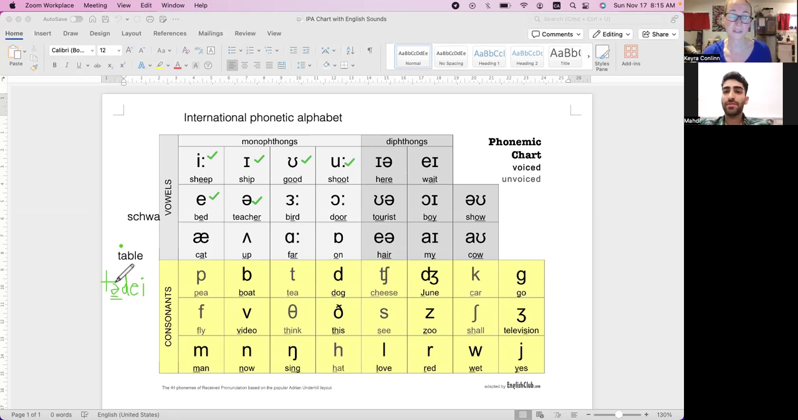We reduce them in unstressed syllables. So it's not "to-day," "day" is the strong syllable. So we reduce it: today. So that's what the schwa here is. It's a reduced sound. Okay, next we have the stressed schwa sound.